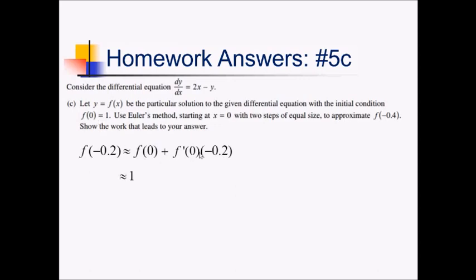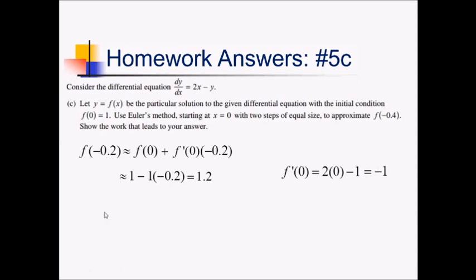F prime of 0, I'm going to have to plug 0 in for x, and I'm also going to plug in 1 for y. So 2 times 0 minus 1 is -1. So we can write minus 1 times -0.2. This is really 1 plus 0.2, so 1.2.